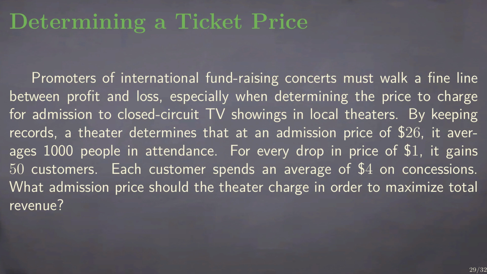There's a problem of determining a ticket's price in order to maximize the total revenue. So the information that we have here is that with an admission price of $26, it averages 1,000 people in attendance. Now, for every dollar that we drop from the admission price, we gain an extra 50 customers. And in general, each customer spends an average of $4 on concessions. So we are asked to find the admission price to maximize the total revenue. Okay, that makes sense.